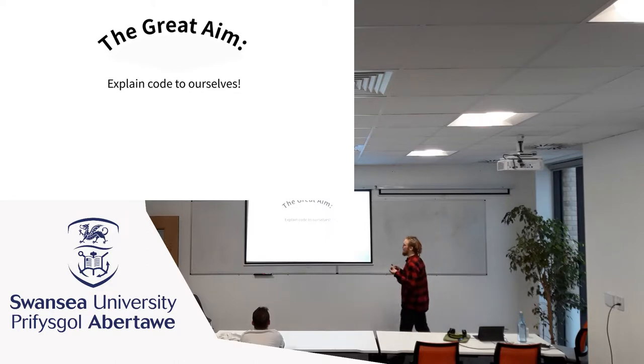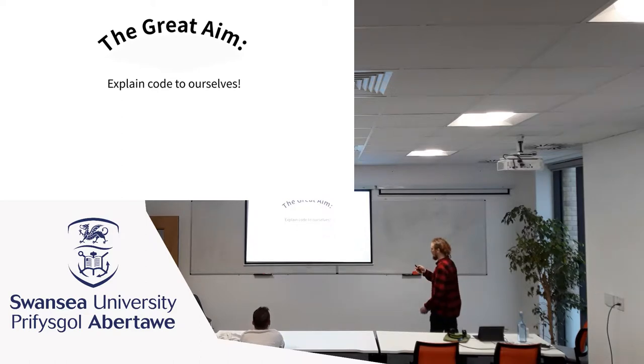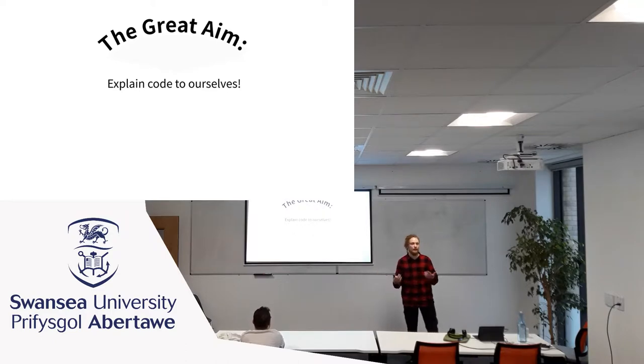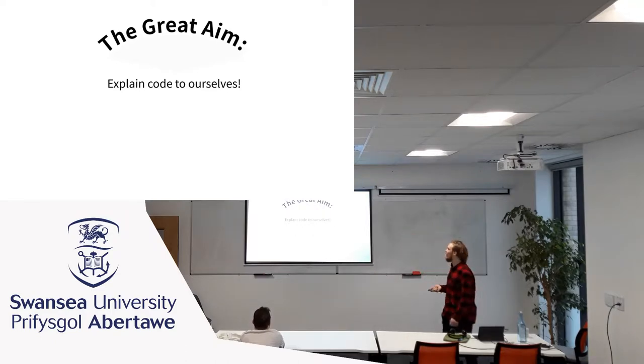The great aim of types is that we explain the code within our code. So we have an annotation to kind of say what's type and what's not. And this gives us a possibility to explain what we mean and gives the compiler a chance to tell us when we went wrong somewhere.